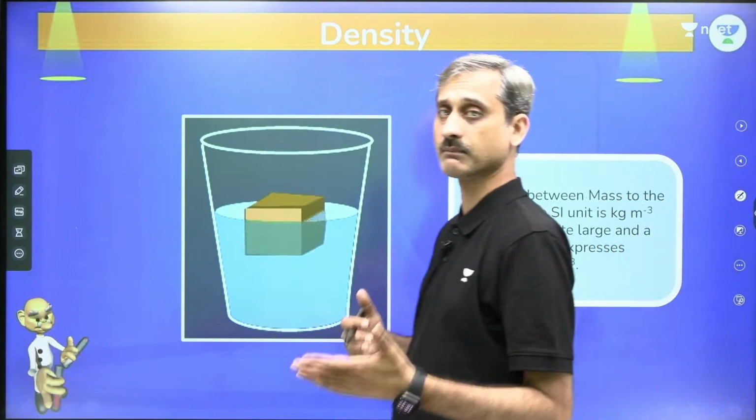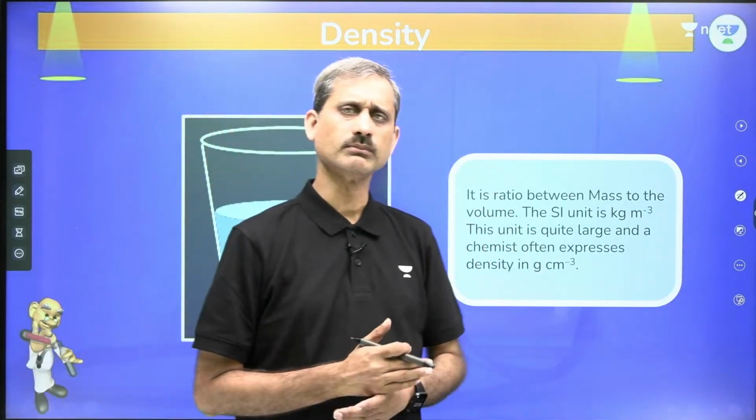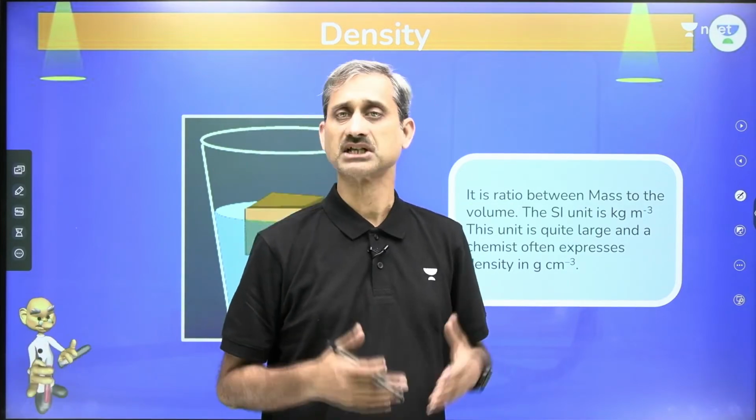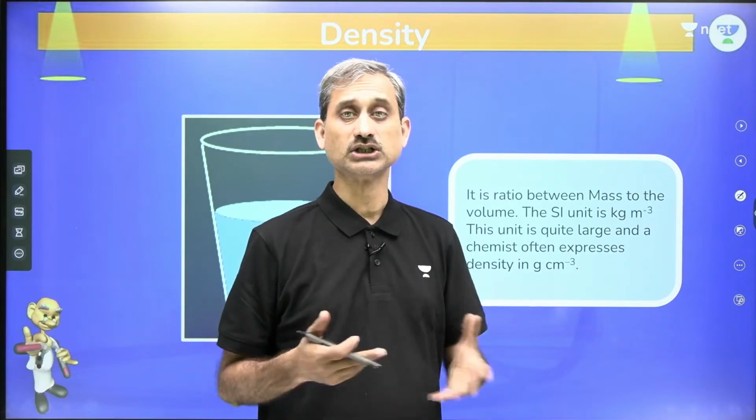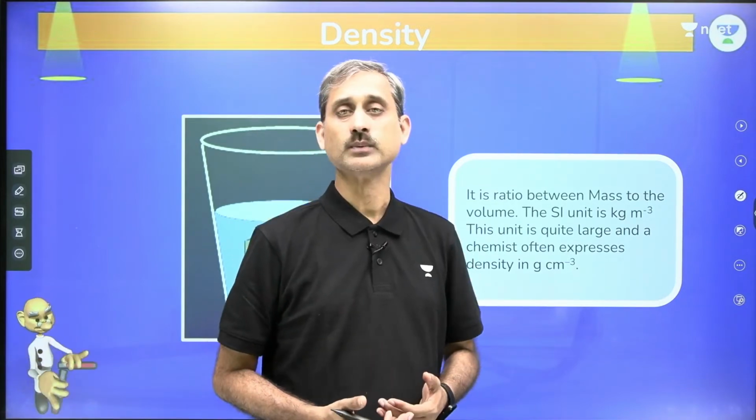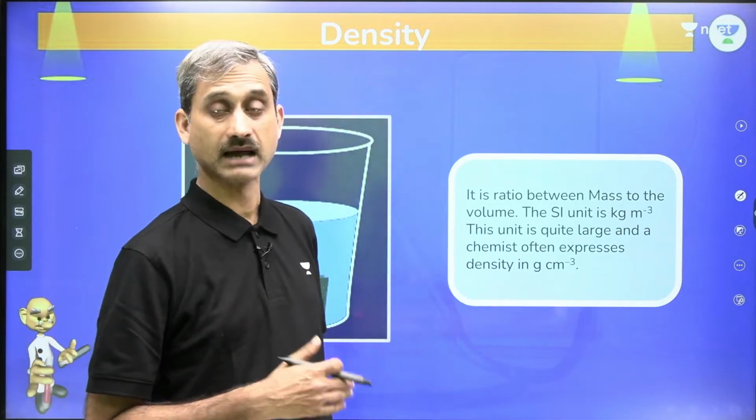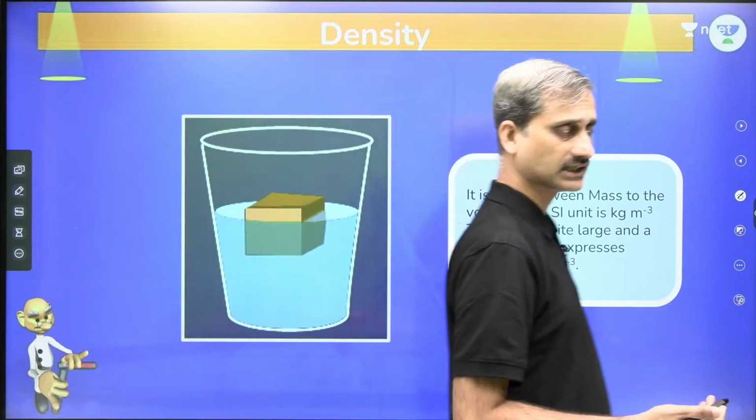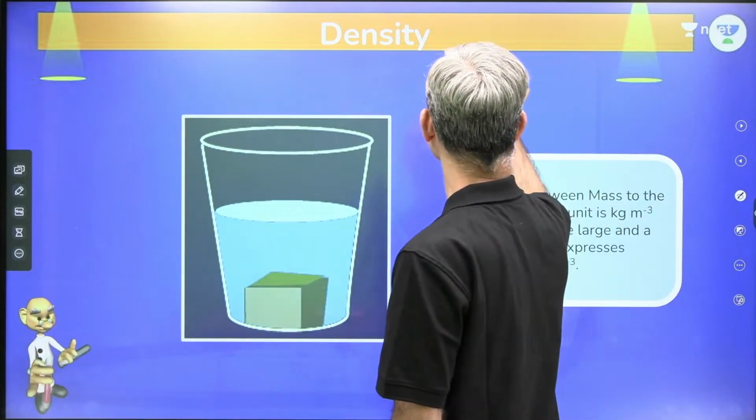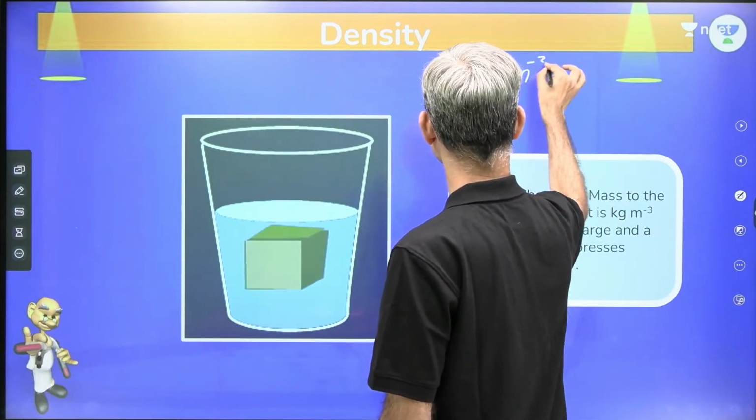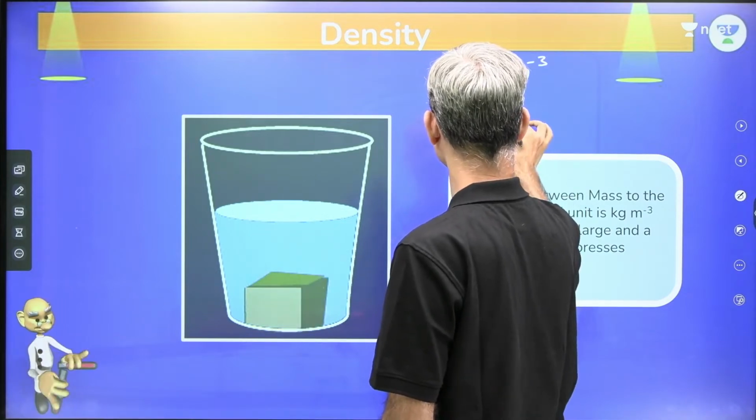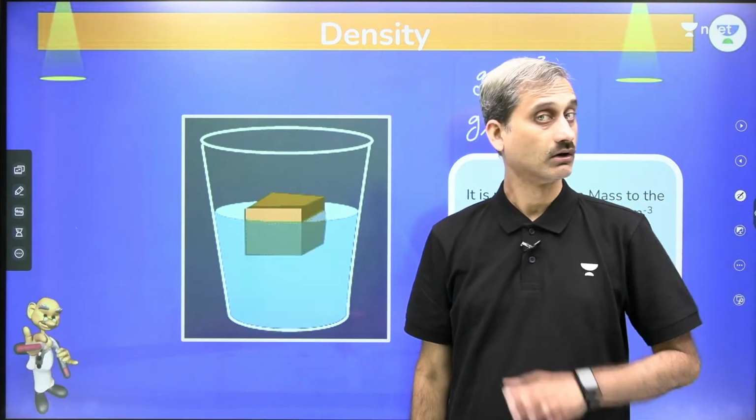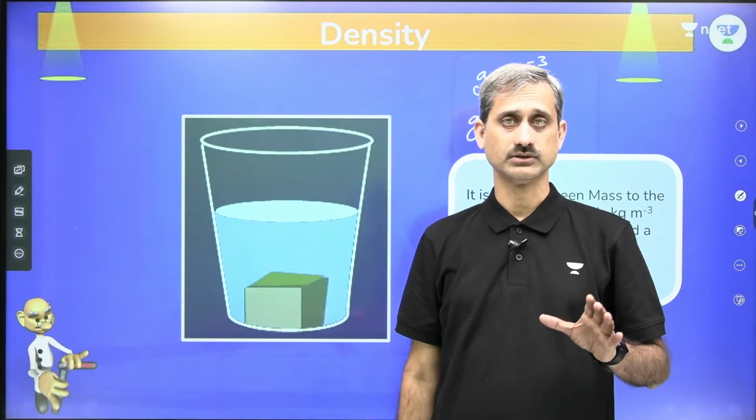Density is mass per unit volume. If we talk about the SI unit of density, it should be kilogram per meter cube. But kilogram per meter cube is a too big unit. So most often we are talking about kilogram per decimeter cube, and better still, gram per centimeter cube or grams per milliliter. That is the most important unit that we are going to use. Although it is not an SI unit, still we are going to use grams per centimeter cube or grams per milliliter. This is the unit which is mostly used in chemistry, although it is not an SI unit.